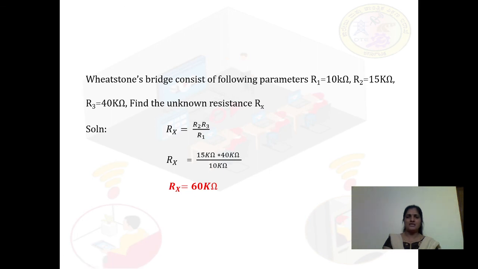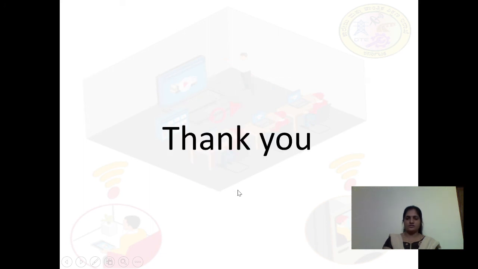And there is one small example problem related to this Wheatstone bridge. This Wheatstone bridge consists of the following parameters. They have provided the R1, R2 and R3 values in order to find the unknown resistance Rx, and we know this is the standard equation to measure the unknown resistance Rx. It's equal to R2 R3 divided by R1. By directly substituting the values of R2, R3 and R1, we can find the value of the unknown resistance.